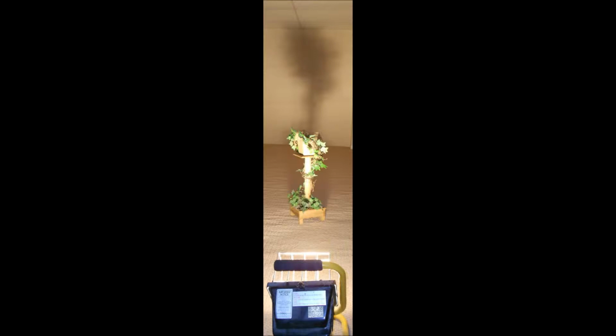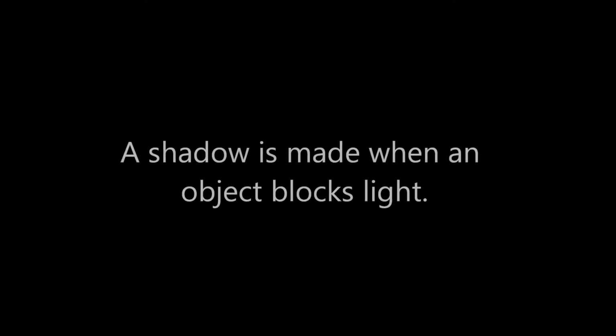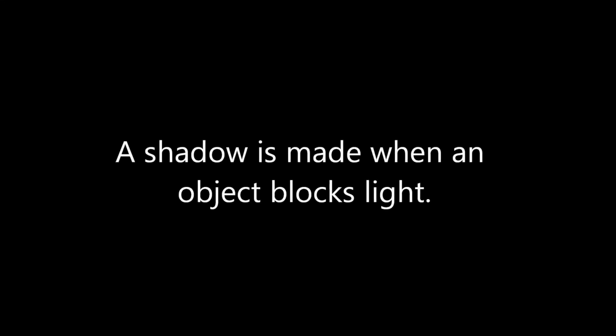Where there is a shadow, there is light. A shadow is made when an object blocks light. The shadow appears on the side of the object furthest from the light source. Light travels in a straight line, and when something gets in the way, a shadow is formed.